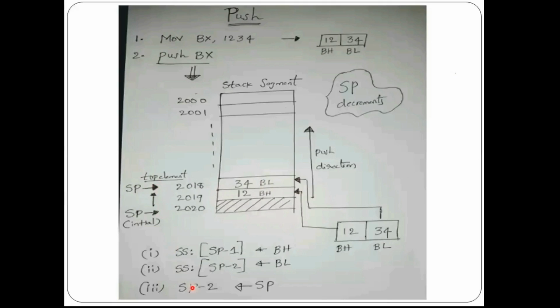How many times? 2 times. You have to decrement the SP value, because the push operation is happening from bottom to up. You are going this way. So 2020 has to be decremented. How many times? 2 times, because you have stored 2 values here. I mean, the 16-bit value is divided into 2 values, 12 as well as 34. That's why you need to decrement the SP.